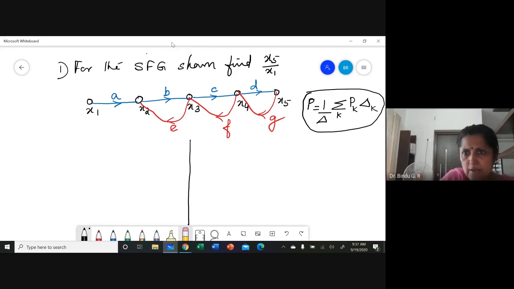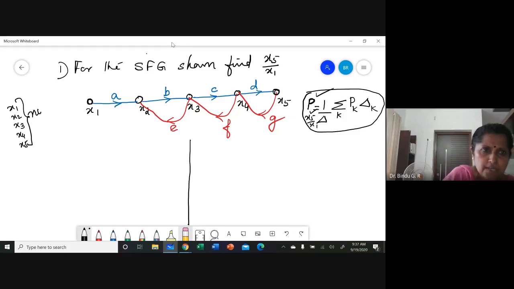P is our x5 by x1. Why do I say that P is our x5 by x1? Because the input is x1. This is x5. All of you should know that x1, x2, x3, x4, x5 are called the nodes of the SFG. So what are nodes? A node is a point representing a variable or a signal.